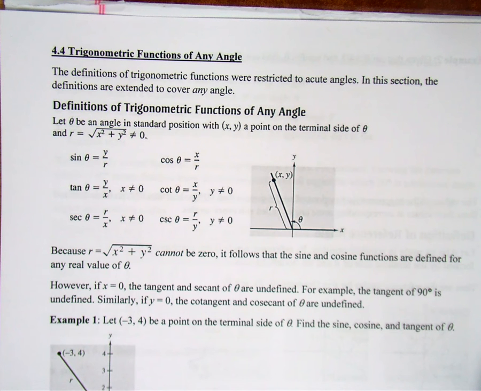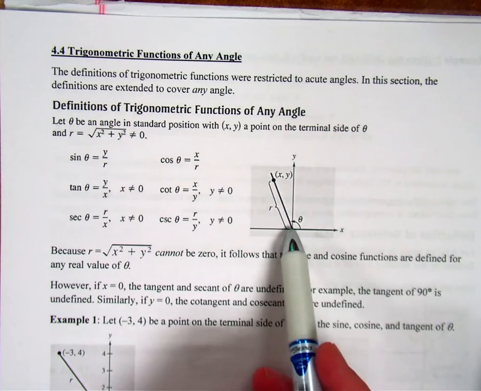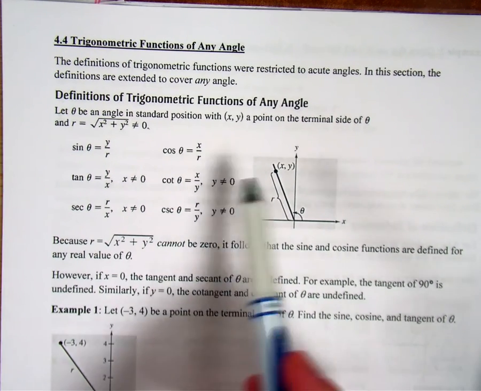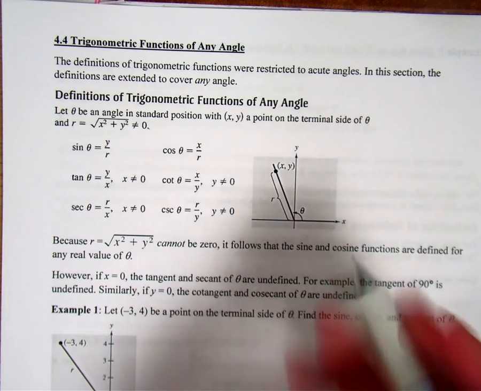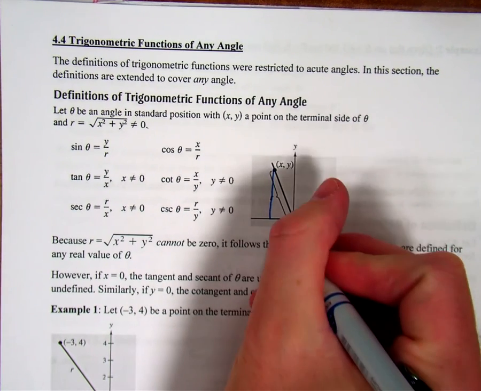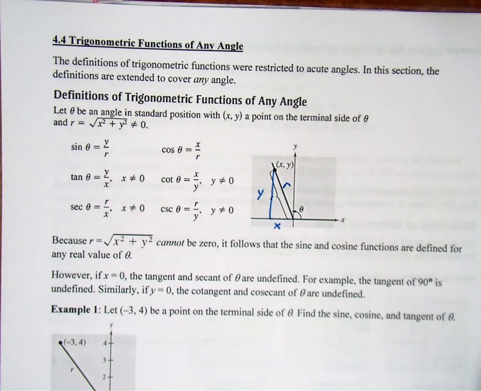Let theta be an angle in standard position with (x, y) a point on the terminal side, and r equals the square root of x squared plus y squared. So that's just a little a squared plus b squared equals c squared kind of a deal to get your r. Okay, so sine, here's what they're doing. Here's your triangle. X goes over, y goes up, and then your r is the hypotenuse.